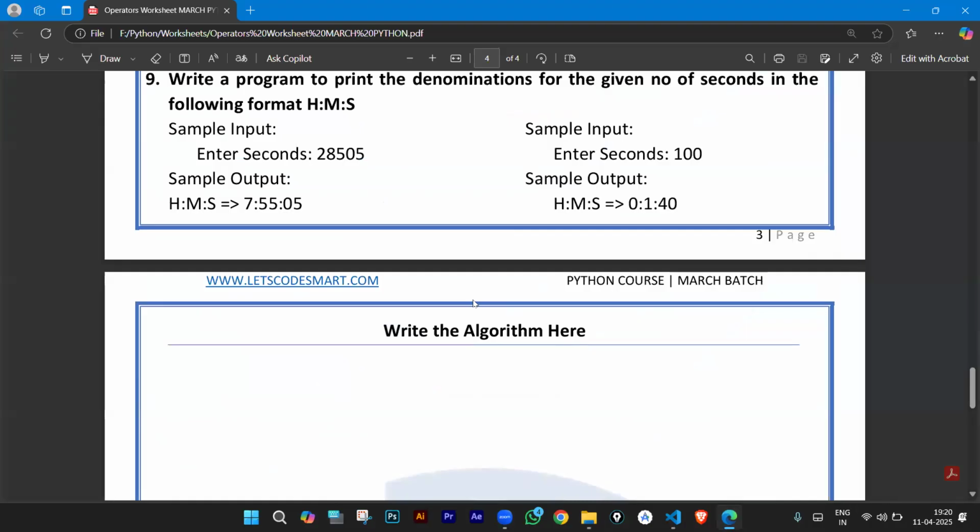But here the denominations change to hours, minutes, and seconds. I hope you guys are capable of generating a formula for this. Can you give me the formula quickly for this? This is also the same model. Can you give me the formula for this?